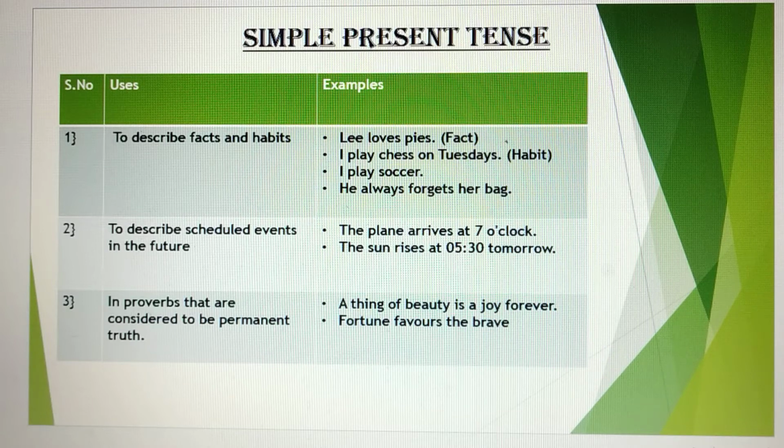It describes facts and habits. For an example, Lee loves pies. I play chess on Tuesdays. I play soccer. He always forgets her bag.